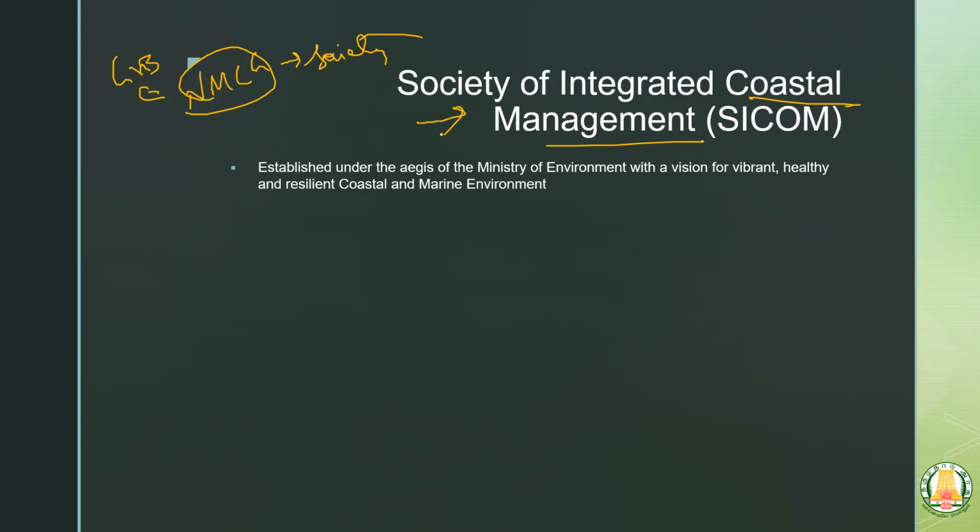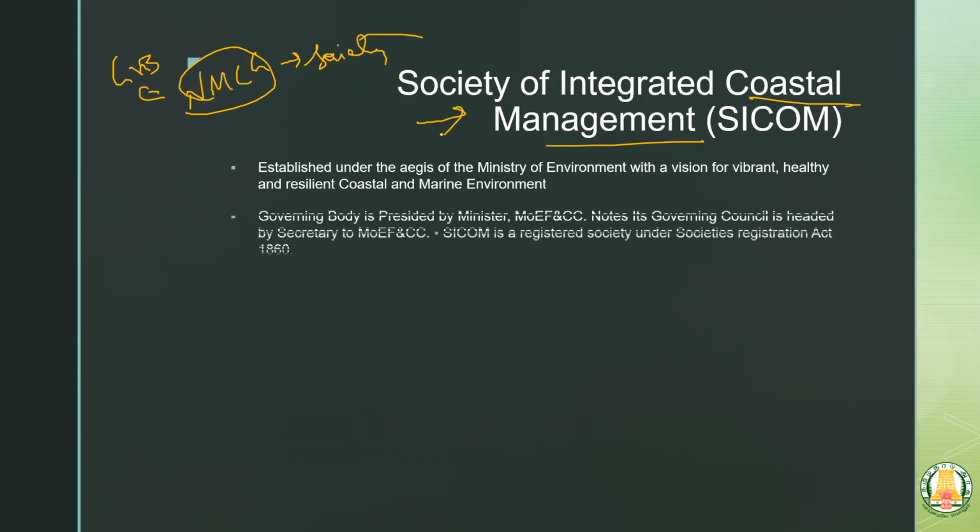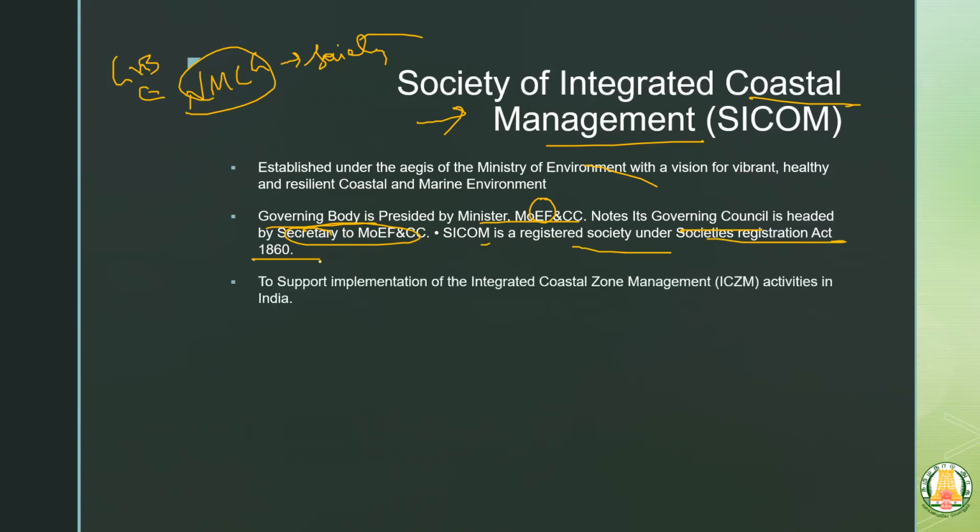This was established under the Ministry of Environment. The governing body is presided over by the Minister of Environment, that is, the Minister of Environment is the chairman. The governing council is headed by the Secretary to the Ministry of Environment. And SICOM is a registered society under the Societies Registration Act, 1860. See, ma'am asked what a society is, friends. Do you remember cooperative societies?